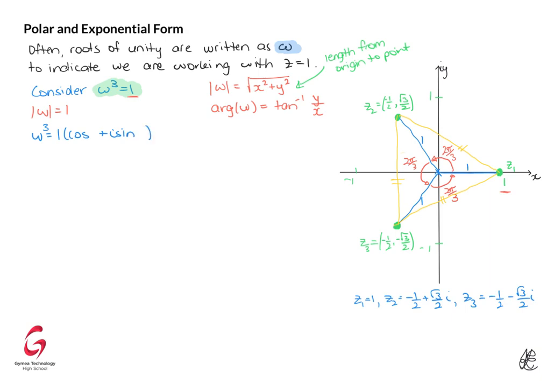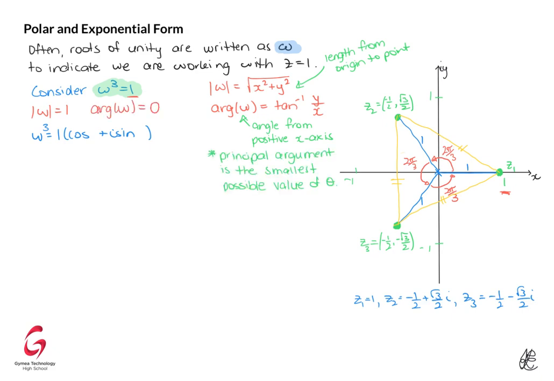And then we need our argument value. And we know our argument is the angle of inclination from that positive x-axis. But if we have a look at z1 here, the angle of inclination is 0. The root itself is lying on the x-axis. So that gives me an initial or principal argument of 0, being the smallest angle that is possible to generate that first root of 1.